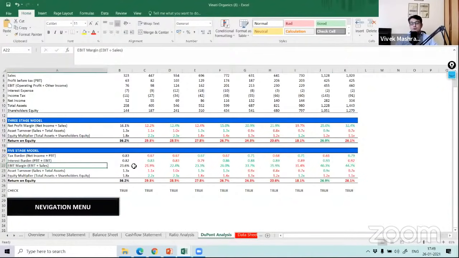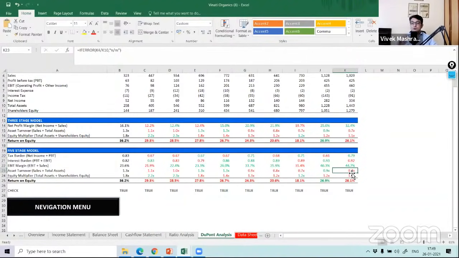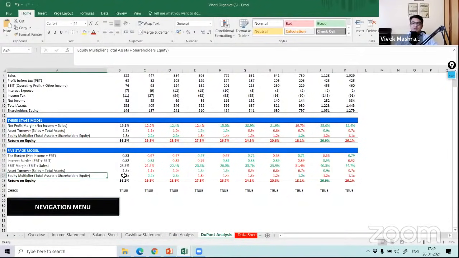Then it will tell you how much is coming from your margin. So if your margin is high, obviously your profit will be high. Then it will tell you how much is coming from your asset turnover, how much you are squeezing your assets, right? And it will tell you the multiplier there, that for a fixed total assets, how much sales you have generated. And then it will be the equity multiplier.